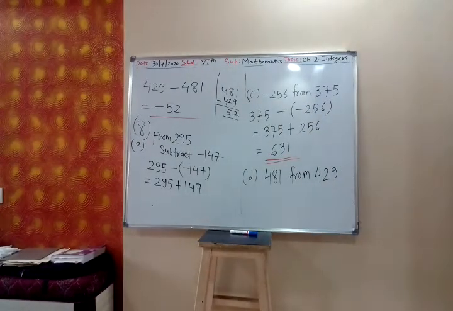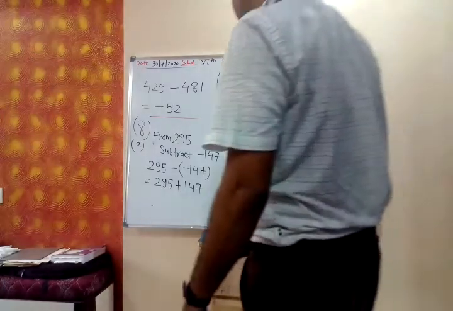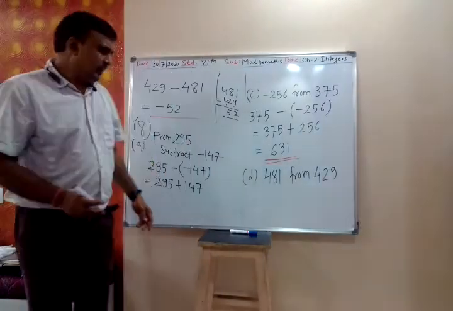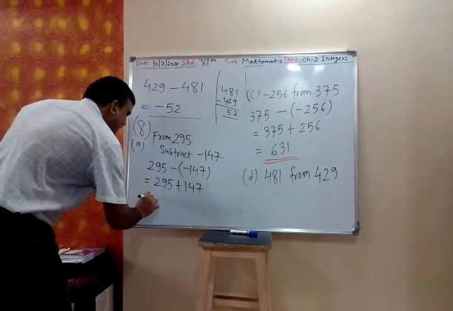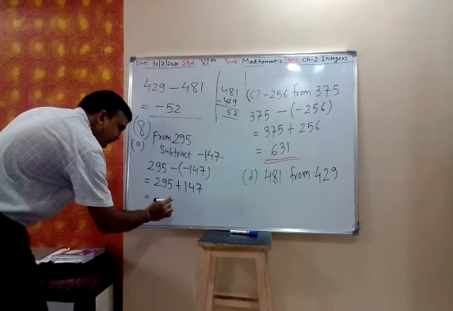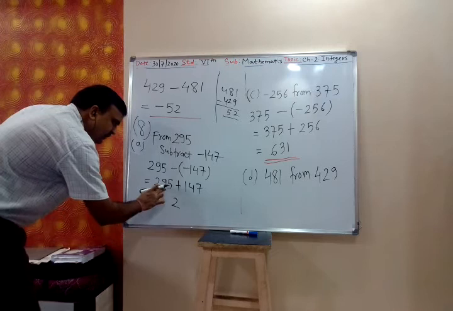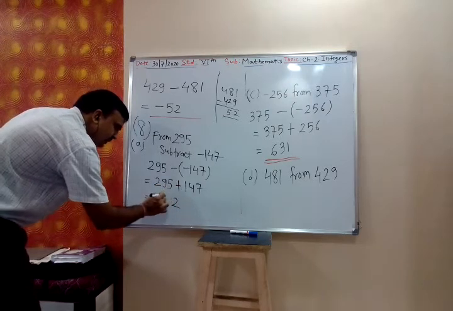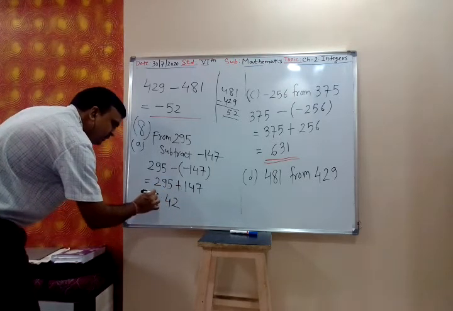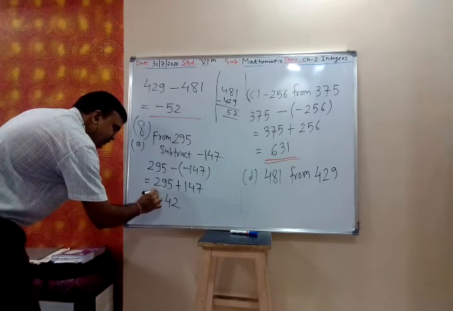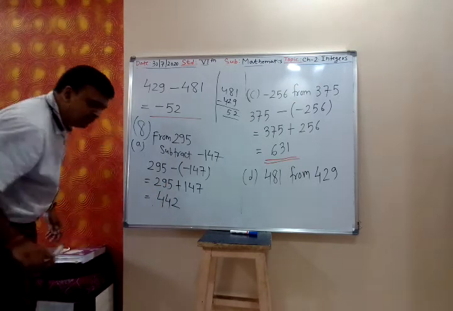295. It is very much clear, right? 295 plus 147. Add the numbers. 5 plus 7 is 12. 9 plus 4 is 13, plus 1, 14. 2 plus 1 is 3, plus 1, 4. 442 is the answer.